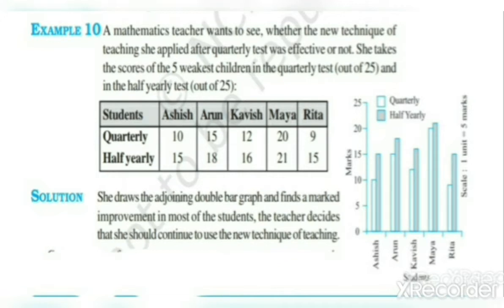Here the teacher draws the adjoining double bar graphs and finds a marked improvement in most of the students. The teacher decides that she should continue to use the new technique of teaching. You can see here the improvement in marks in half yearly test than the quarterly test in all the students. In this way, double bar graph helps us to compare data.